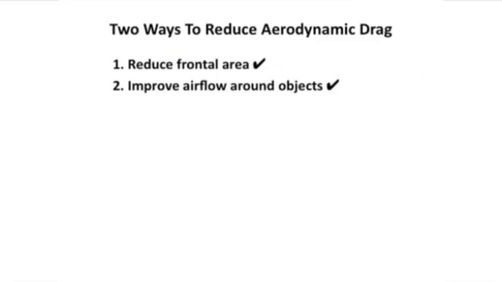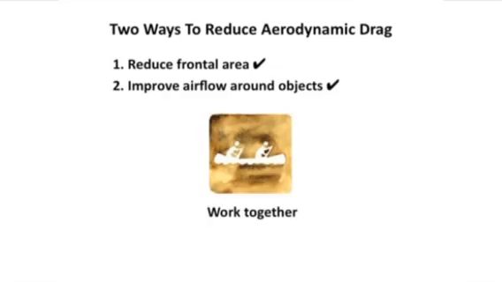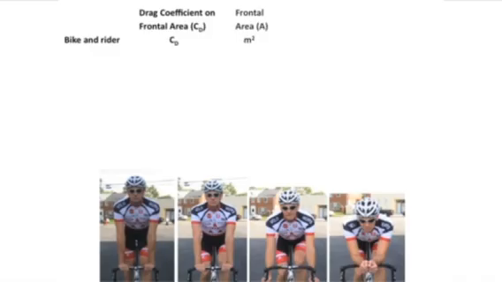There are two ways to reduce aerodynamic drag, as we saw: reduce the frontal area and improve airflow around objects. Interestingly, these two actually work together in some interesting ways. For example, here is Tom again in 4 different positions. We're going to build a little table showing the rider, the bike and the rider, the drag coefficient on the frontal area, which will have come from that table we saw a minute ago, and then the frontal area in square meters. We're going to take those two and multiply them together, the CD and the meters, and we get the CDA, the product of the drag coefficient and the frontal area. That's also going to be measured in square meters.